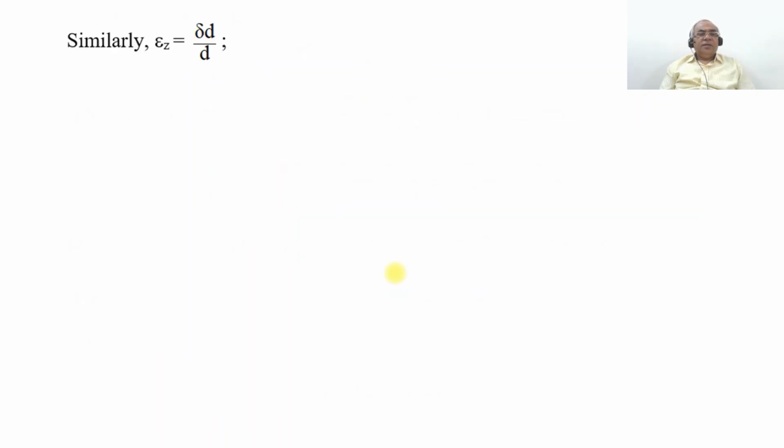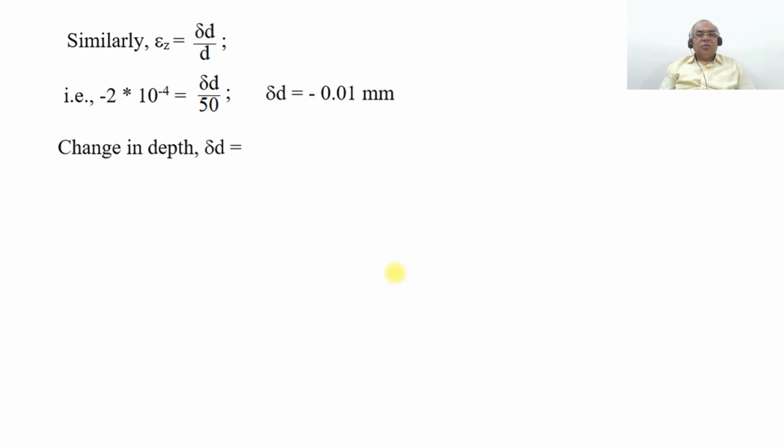So similarly, epsilon z will be equal to delta d by d. So minus 2 into 10 to the power of minus 4 equals delta d by 50. So cross multiply, delta d will be equal to minus 0.01 mm. So change in depth delta d will be 0.01 mm. Since it is a negative sign, it is a decrease in depth.